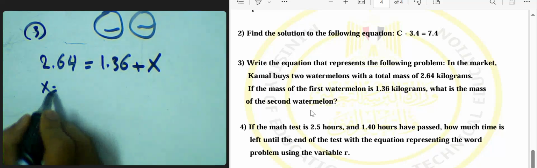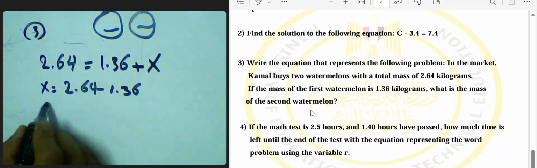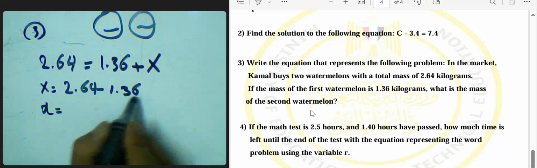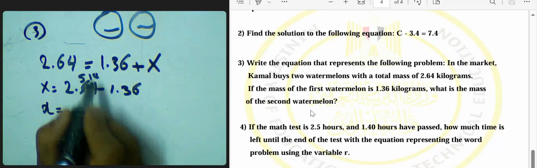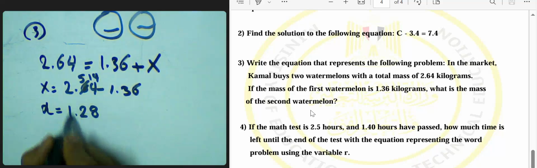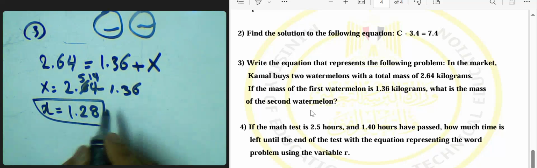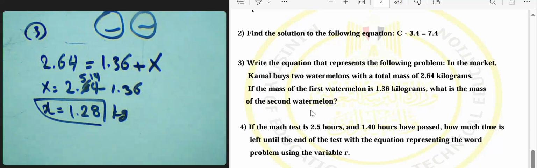To find the weight of x, write the difference between two numbers. Then we can find the difference. 4 minus 6, we can't do it. 14 minus 6 equal 8 and 5 minus 3 equal 2 and 2 minus 1 equal 1. Then x will be 1.28 kilogram. It's the weight of the second watermelon.